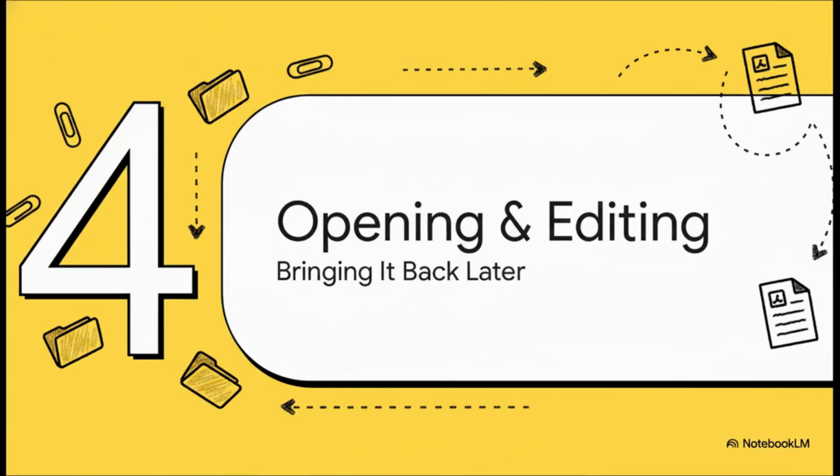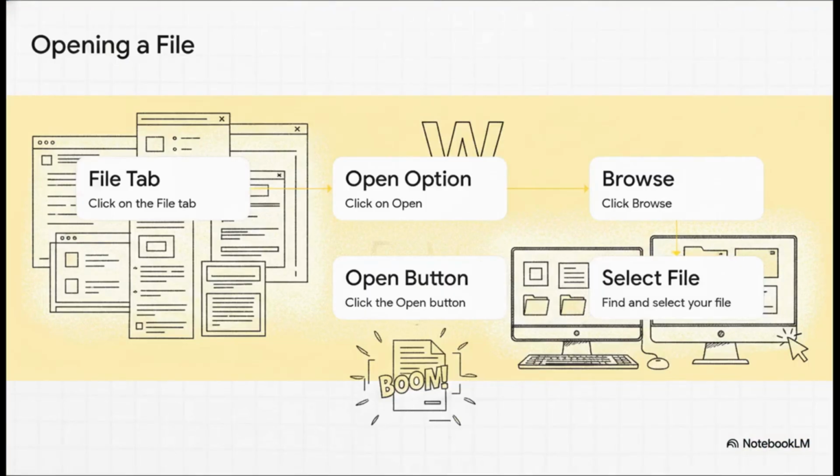Which brings us to Section 4, Opening and Editing Documents, bringing it back later. So, when you're ready to pick up exactly where you left off, the steps are super logical. Once again, you're going to start by clicking that File tab to get into the Backstage view. But this time, you click Open. Next, click Browse so you can peek through your computer's folders. You just find and select the file from wherever you tucked it away, click the Open button, and boom, your document is right back on the screen, totally ready for you to get back to work.